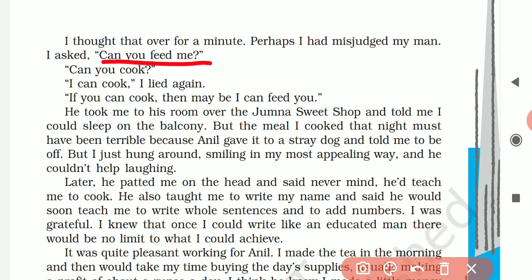Can you cook? This is the question, again from Anil. Anil says, can you cook? Yeah, I can cook. But he's telling a lie again. This young boy is lying again. He doesn't know how to cook.